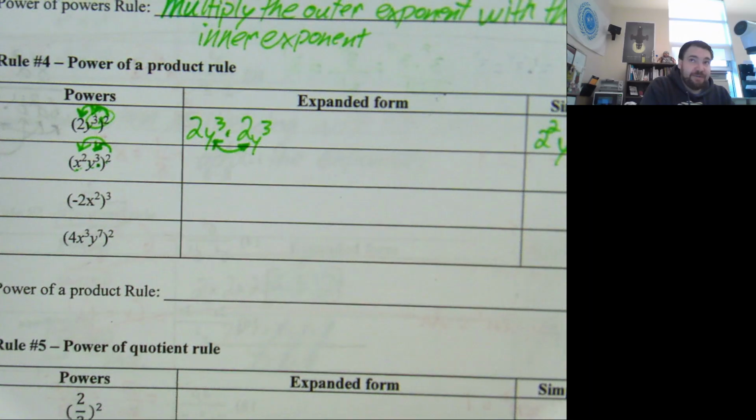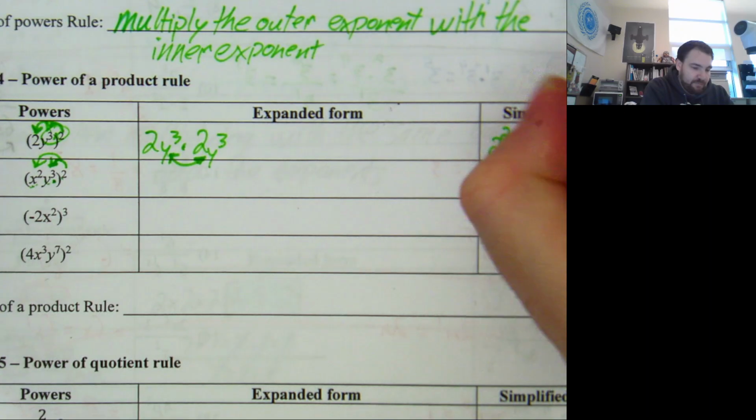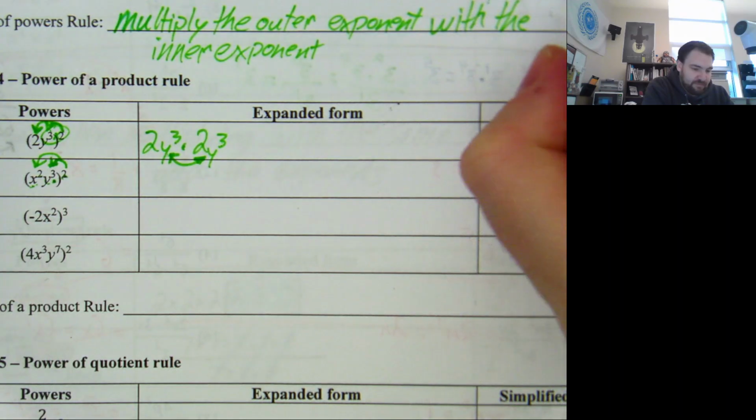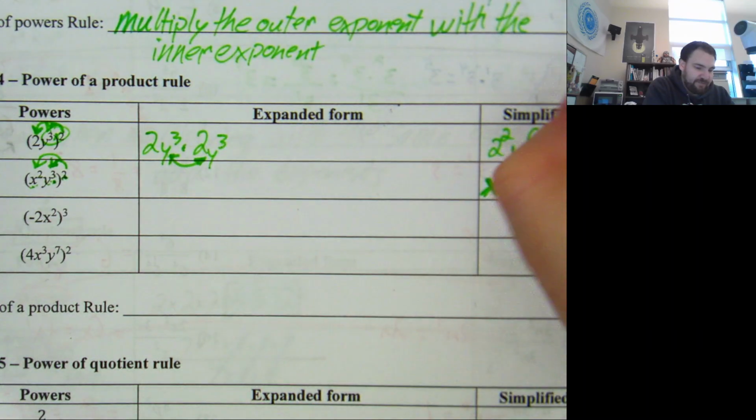So the x's are going to become x to the 2 times 2 is, y to the 3 times 2 is, you bet. Thank you, Harsh.